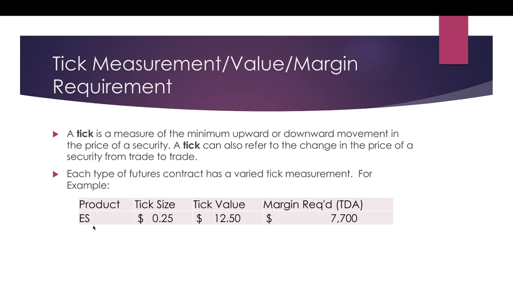For example, ES. So this is the main ES contract instrument, not the micro. Tick size is 25 cents. Tick value is $12.50. So for a quarter up, you get $12.50. For a quarter down, it's subtracted, $12.50 loss. Margin required for intraday trading is $7,700.